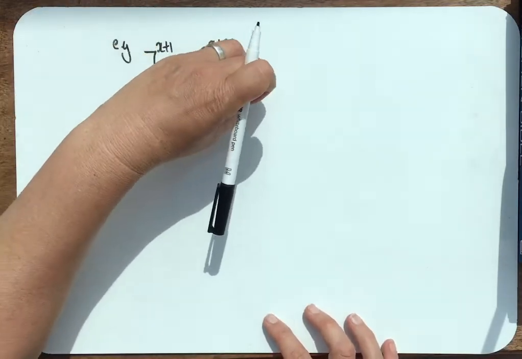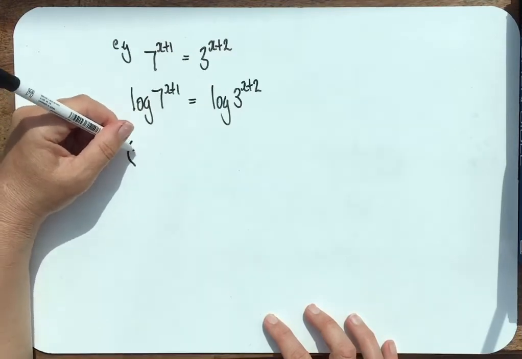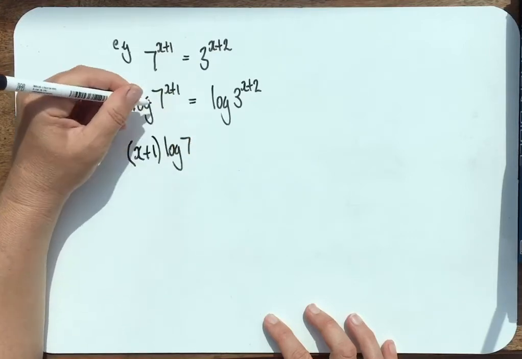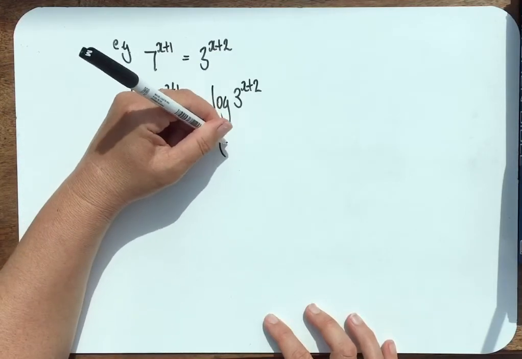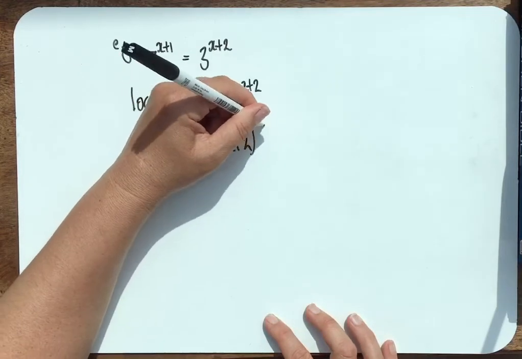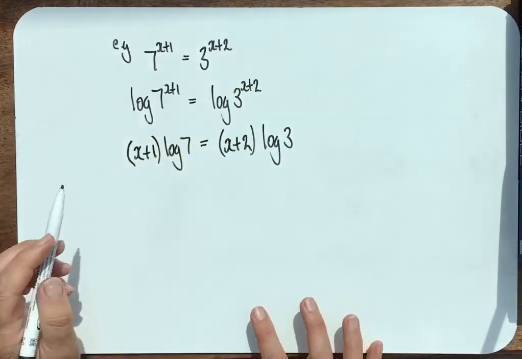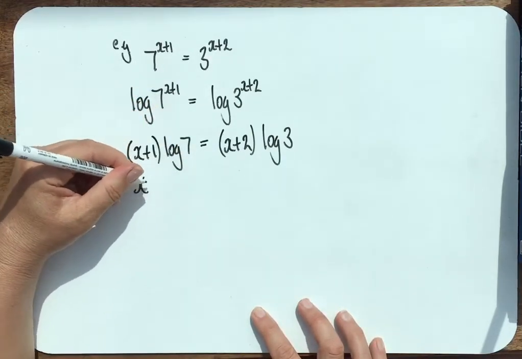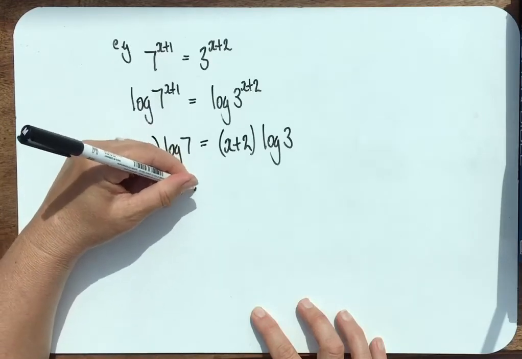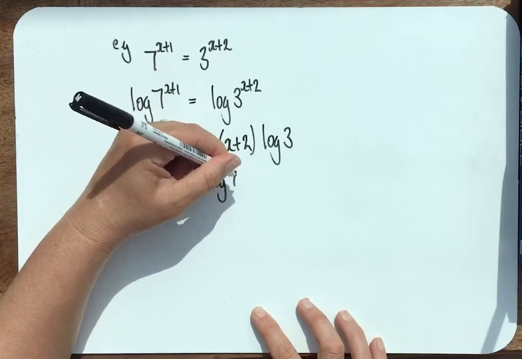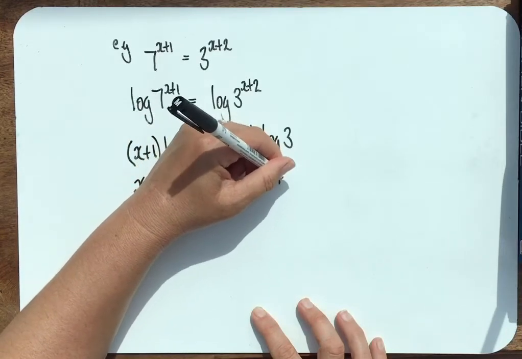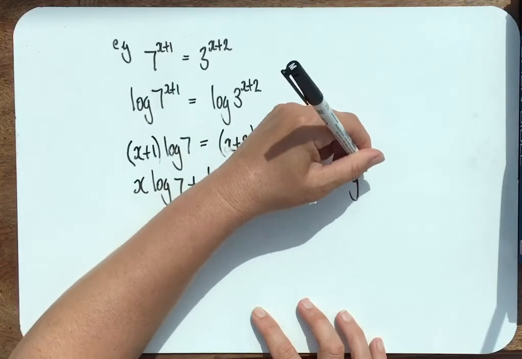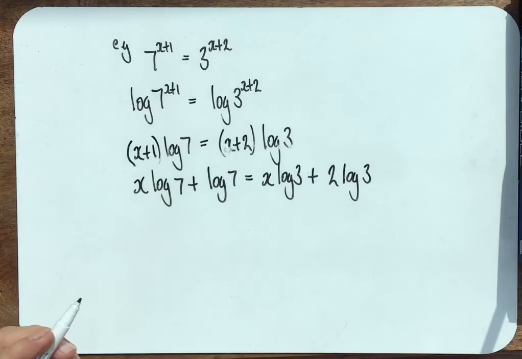And then you can bring down these powers. Don't forget to bracket them. So I need to times log 7 by x plus 1, log 3 by x plus 2. We've now got x's on both sides, so I need to multiply these out. Remember, log 7 is a number. So I'm just multiplying out the brackets. You could write that as log 9 if you want to, by bringing up the power.